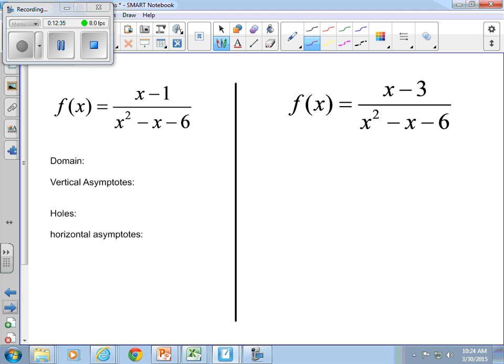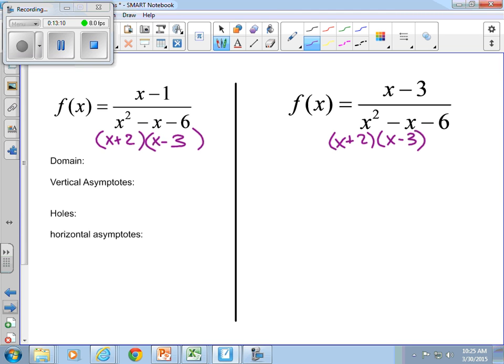So these happen to have the same denominator. How does that denominator factor? Very good. x plus 2 and x minus 3, same on both sides. So the first question I'm going to ask is, what is the domain? Remember, domain is everything x can be, but I'm going to ask, what can x not be? You tell me, what can x not be? Good. It can't be -2 and +3.